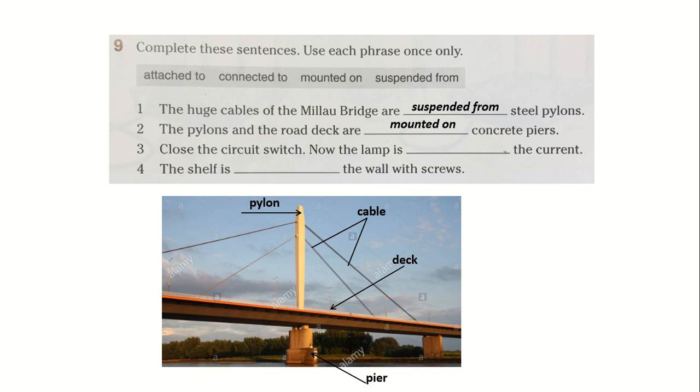Number 3, close the circuit switch. Now the lamp is the current. We need to think a lot to answer this question. Close the circuit switch. Close it. Now the lamp is the current. Current, the electric current. When you close the circuit, the circuit is completed. So the lamp is connected to the current. The lamp became connected to the electric current.